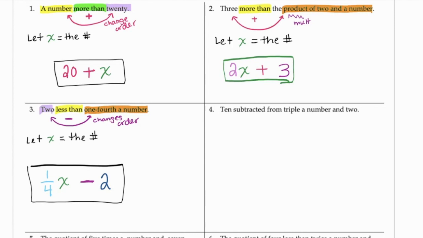Okay, let's keep going. We have number 4. Number 4 says 10 subtracted from triple a number and 2. I'm going to start the same way in the bottom here. Let X equal my number. I love X.